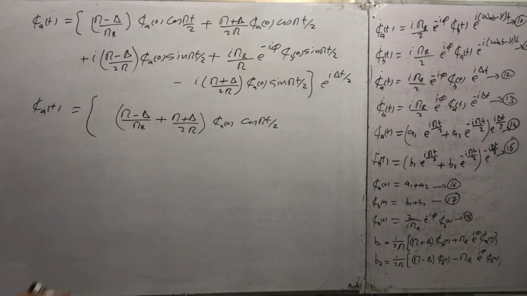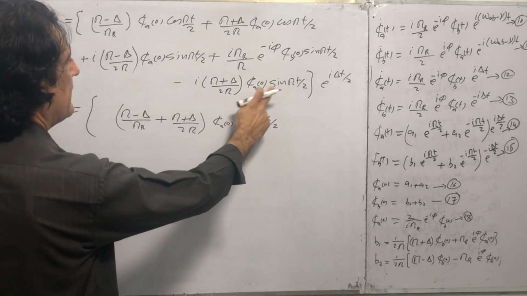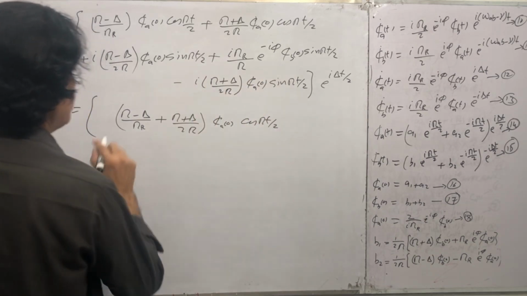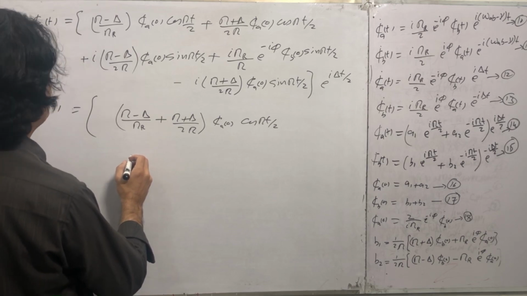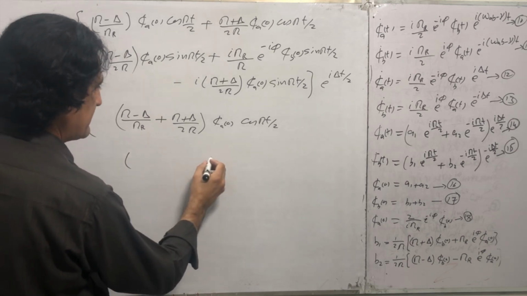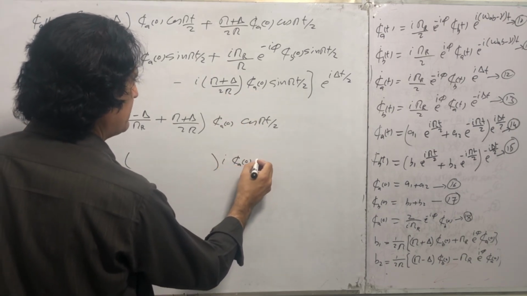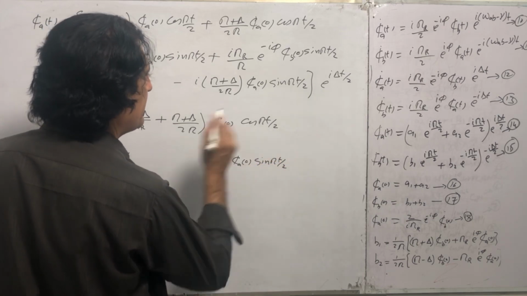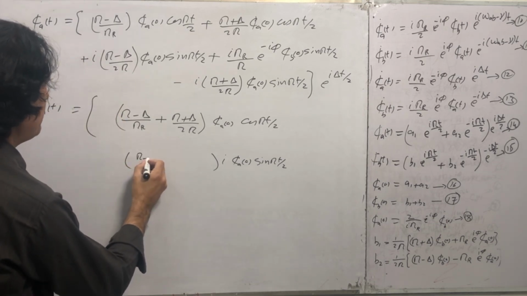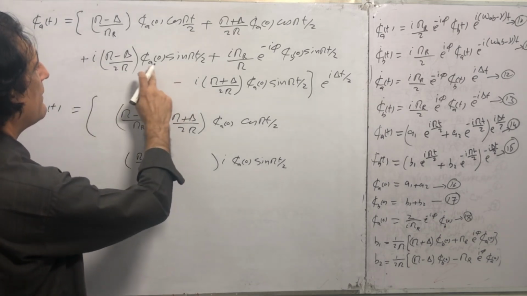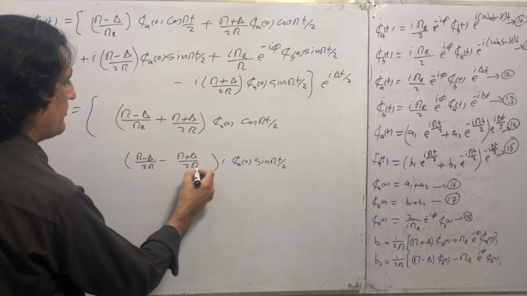And also we have C_A(0) here and C_A(0) here, and sin(ωt) and i. So in this term, if I take i common, C_A(0) sin(ωt) divided by 2, and then we have (ω − Δ) divided by 2ω, and minus (ω + Δ) divided by 2ω.